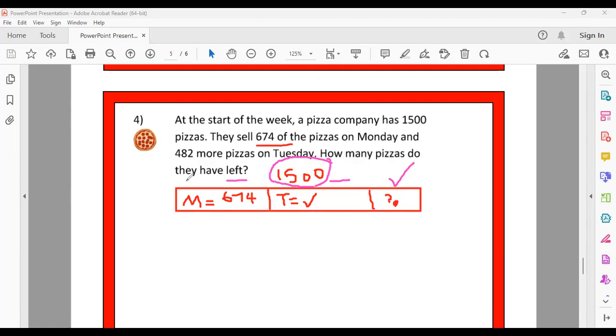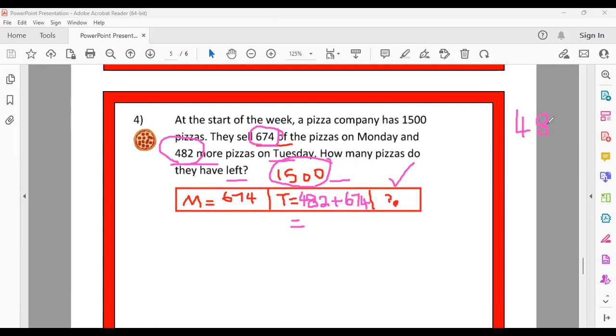Do you understand? But my question earlier was Tuesday 482. Some of you said yes. Most of you said no. Tuesday is not 482. It's 482 more on Tuesday. So if Monday was 674, Tuesday is 482 more than 674, which means it must be 482 plus Monday's pizzas, which is 674. Do you see the diagram? Do you see the bar? So now I want all of you to find the calculation for Tuesday.